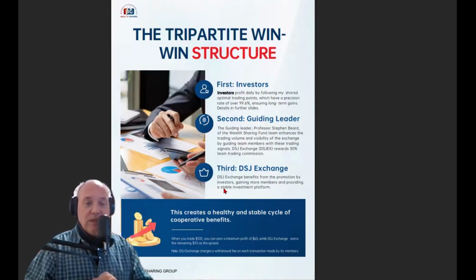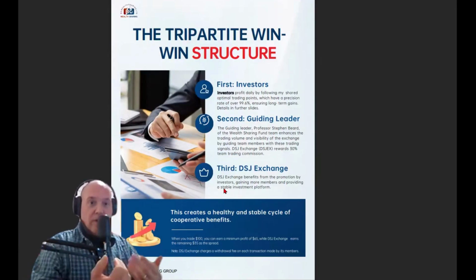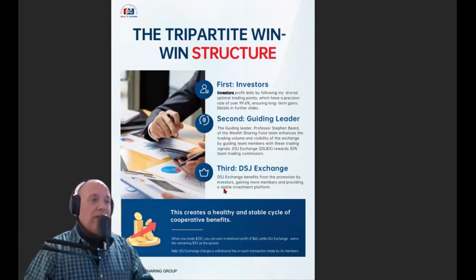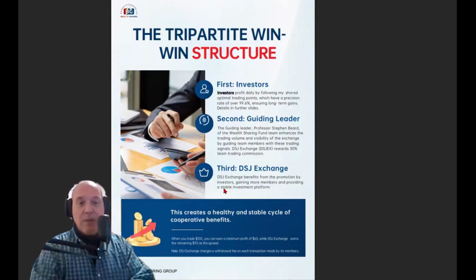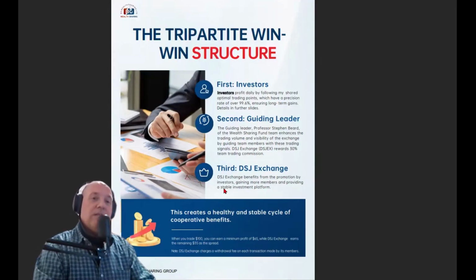60% goes to us, the trader, for every trade that occurs, and the other 40% goes to the BG for their service of providing a trading signal. And the way DSJ makes their funds is simply on the withdrawal.